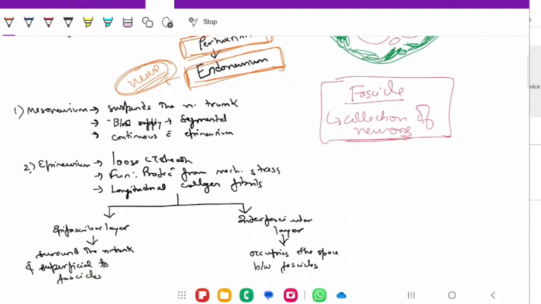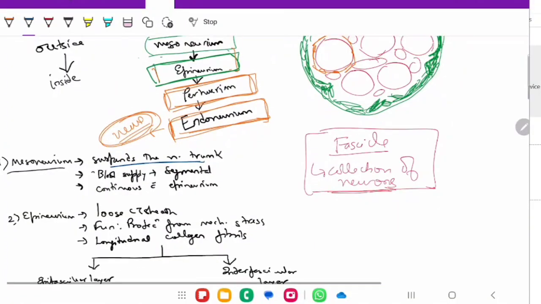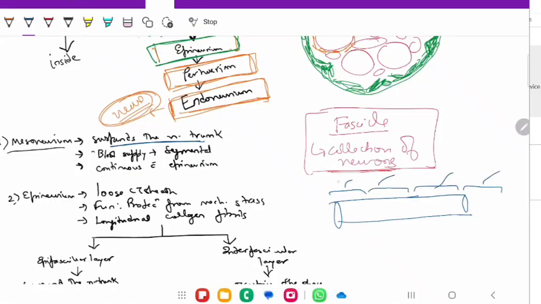Now we will see the individual connective tissue layers' functions. First is mesoneurium. What is mesoneurium's job? Suspending the nerve trunk. We have seen it is suspending the nerve trunk. Its blood supply is segmental. What is segmental blood supply? Let's see over here. We will try to draw a nerve diagram. This is a cross section. So it has a segmental blood supply. Each segment will be supplied by a different source of capillary from the same artery or from different arteries. That is known as segmental blood supply.